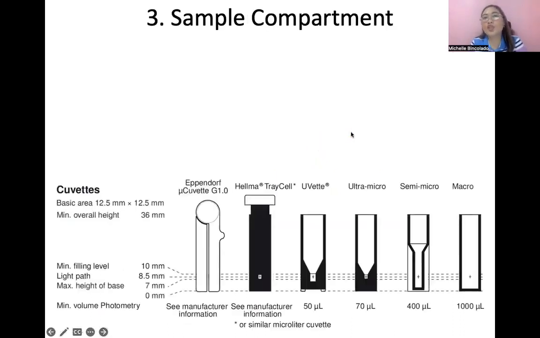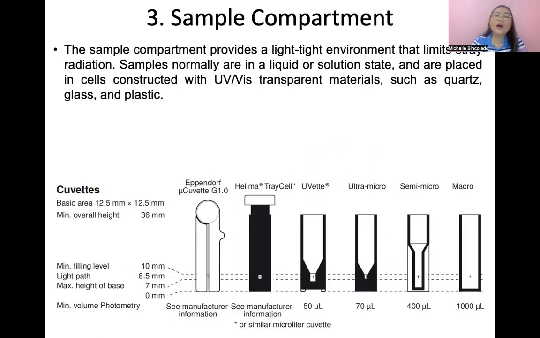Next component is the sample compartment. We call this very small piece of glassware a cell or a cuvette. Here, guys, are the different dimensions of cuvettes. The sample compartment provides a light-tight environment that limits stray radiation. Take note, guys, that when we say stray light or stray radiation, this radiation does not come from the source.